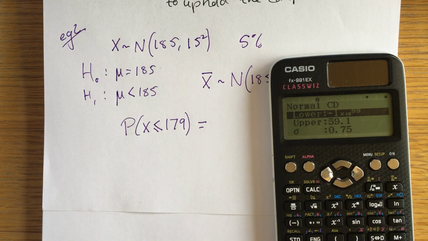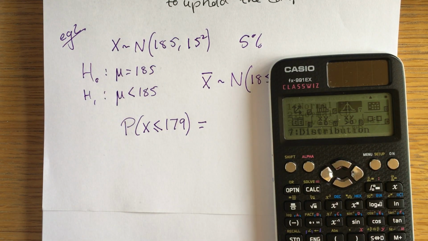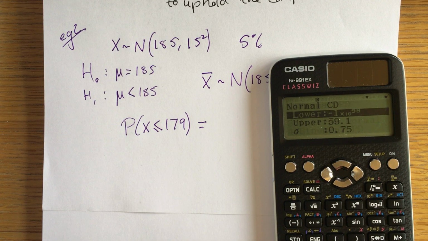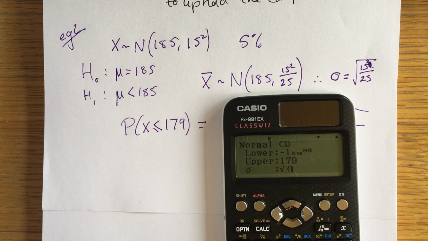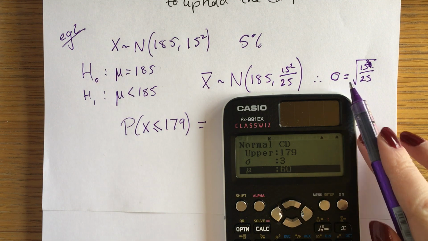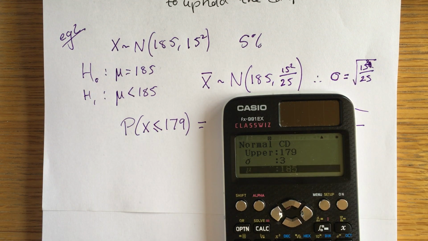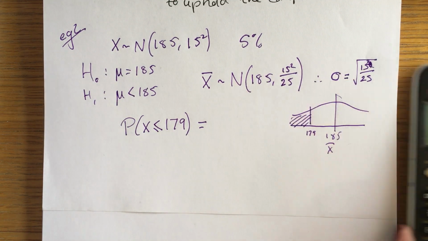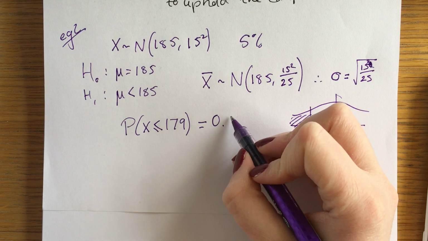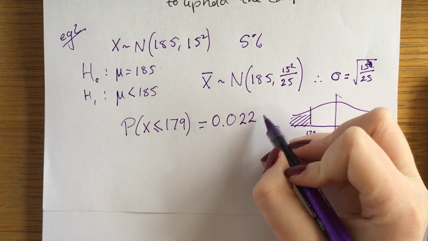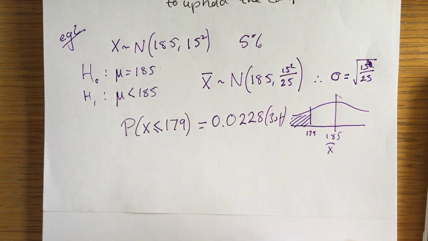So our lower bound is still going to be as small a probability as we can get, so normal CD, minus 1 times 10 to the power of 99. My upper bound is 179. My standard deviation is the square root of 15 squared over 25. And our mean is 185. So the probability of getting a time of 179 seconds or less is 0.0228 to 3 significant figures.